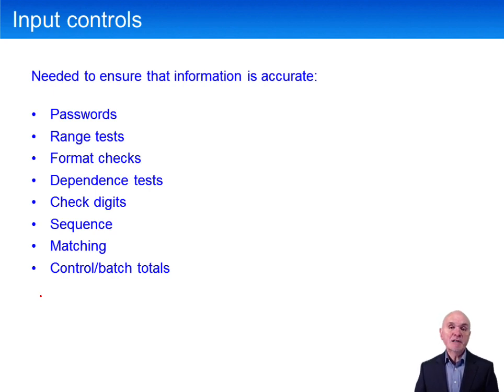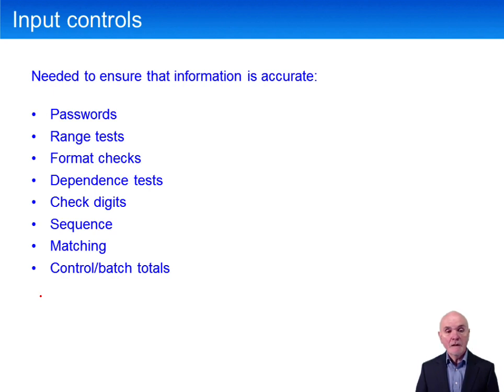Check digits, specially constructed data: numbers, account numbers, part numbers, employee numbers. They have to comply with certain mathematical rules. And if you mistype something, the chances are these rules will not be complied with, and the machine knows it's wrong.